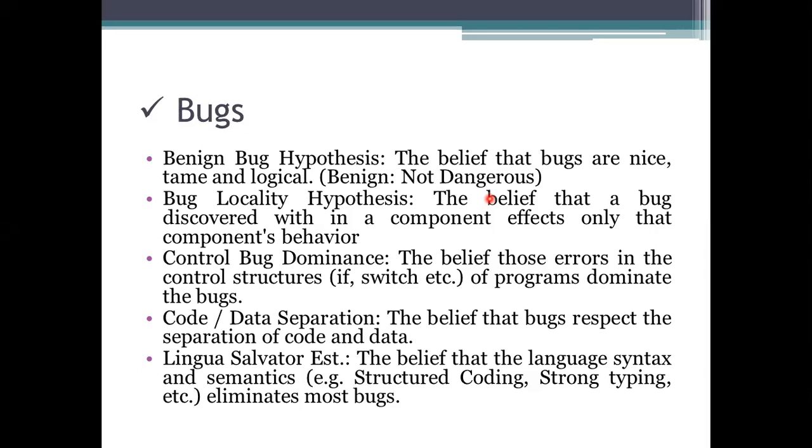And coming to the next one, control bug dominance. Here we need to consider the control structures. Whatever control structures we are using, the loop control or the normal control structures you are providing, whether the bug lies there, in the statement where you are using it. If we are using a conditional statement, whether the conditional statement is being affected or not.